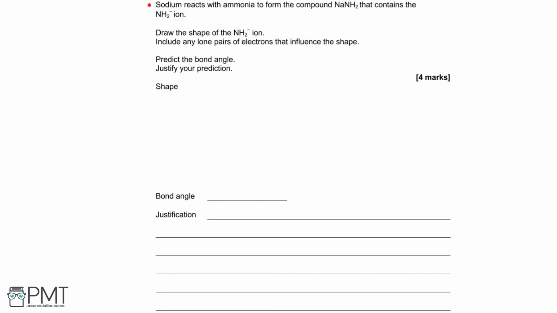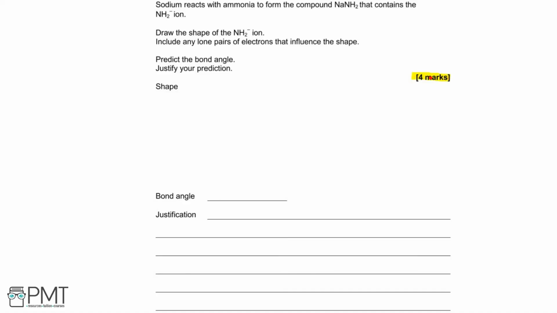Sodium reacts with ammonia to form the compound NaNH2 that contains the NH2- ion. Draw the shape of the NH2- ion. Include any lone pairs of electrons that influence the shape. Predict the bond angle. Justify your prediction. This question is worth 4 marks.